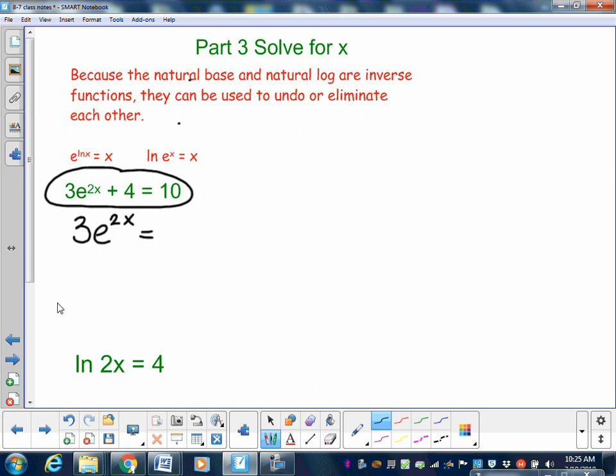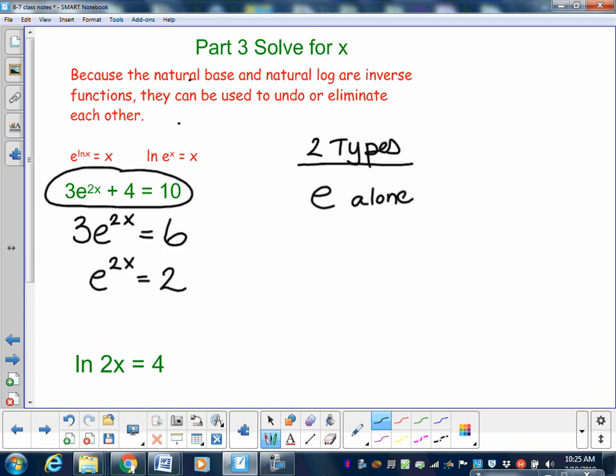What's 10 take away 4? 6. We still got to get e alone. Divide both sides by 3. E to the 2x equals 2. So far, so good. So there's only 2 types of problems. If there's an e, you get it alone. If there's a natural log, I'll explain that in a second.